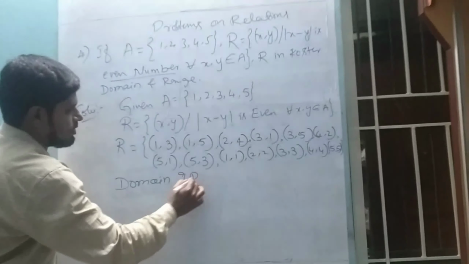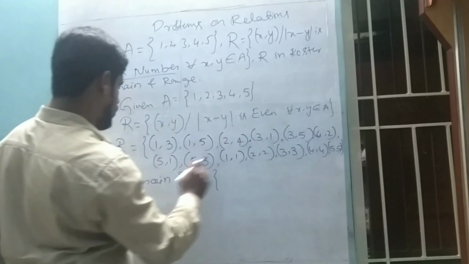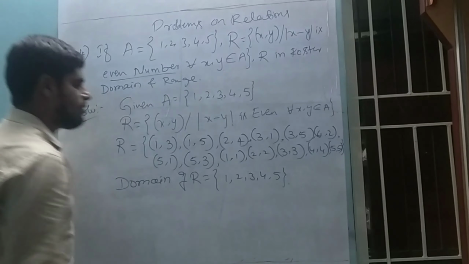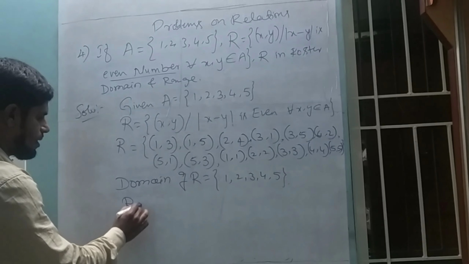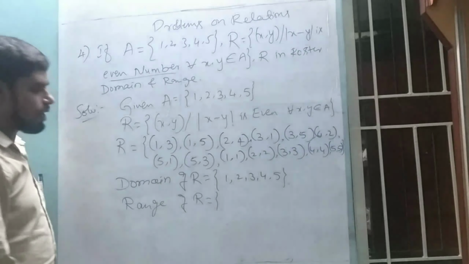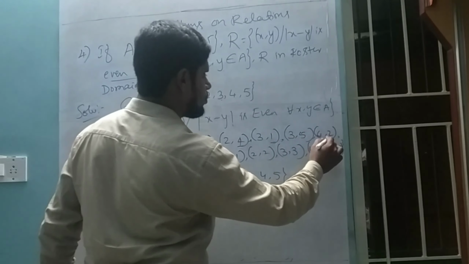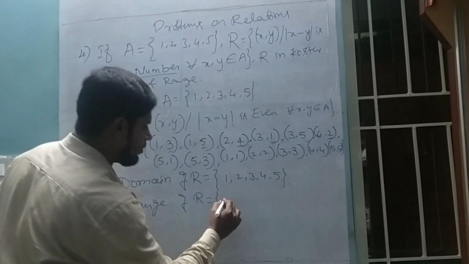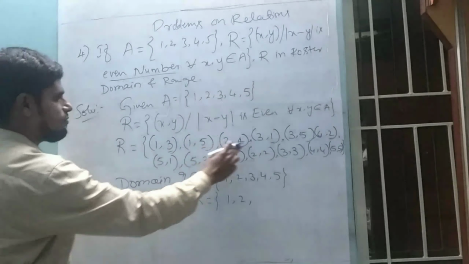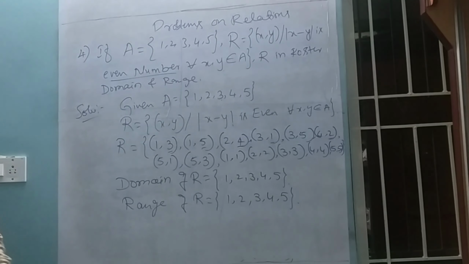What is the domain of my relation R? The first elements: 1, 2, 3, 4, 5, all 5 elements. Good. What is the range here? Range of R is equal to the second elements: 3, 5, 4, 1, 2. Means again 1, 2, 3, 4, 5. 1 is there, 2 is there, 3 is there, 4 and 5. Yes, this is the domain and range.